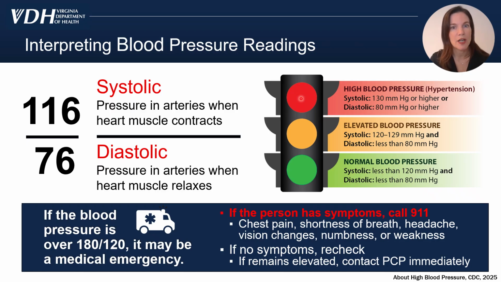It's also very important to know that if you ever get a reading that is over 180 systolic or over 120 diastolic, it may be a medical emergency. If the patient is having any symptoms, call 911. Concerning symptoms can include chest pain, shortness of breath, headaches, vision changes, and numbness and weakness. Even if the person is not having symptoms, it's something to take very seriously.